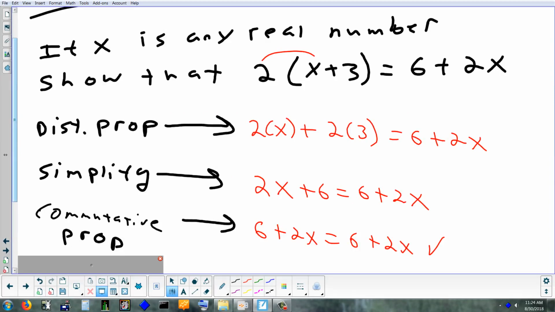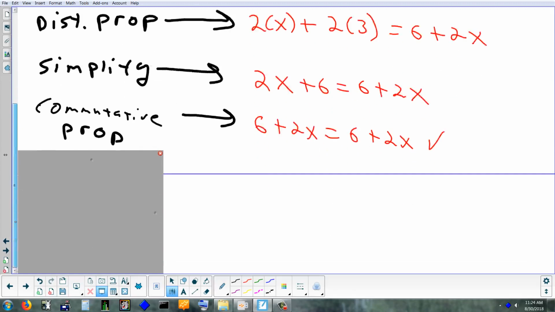Okay, so you could see that kind of problem either way. Any questions on that? Right? So that's where you'd see these different reasons pop up.